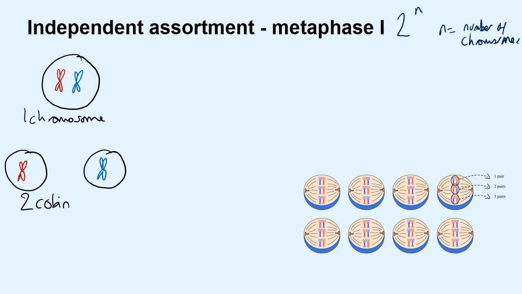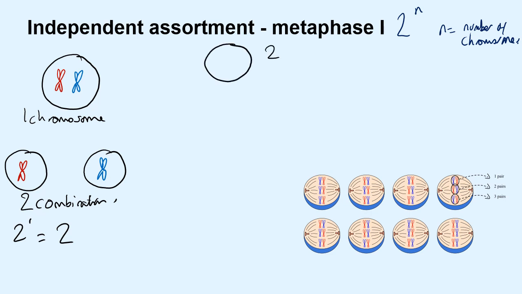Helps if you spell the word combinations correctly. So there's only 2 combinations, and 2 to the power 1 equals 2. Now, that's one chromosome. I'm going to attempt to draw 2 chromosomes. So wish me luck here.